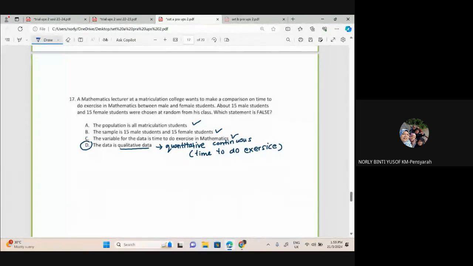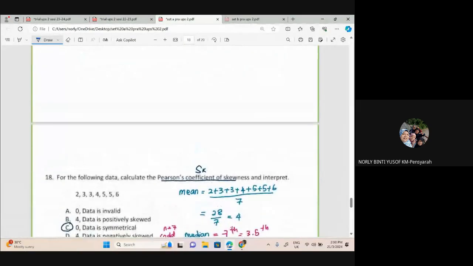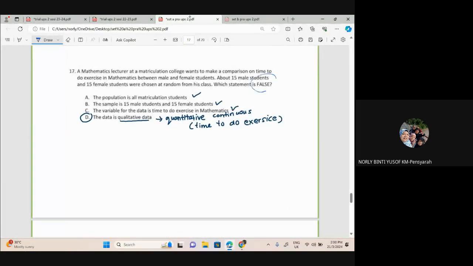And then variable data tu adalah untuk event. Event tu adalah buat exercise math. Tapi data ni adalah quantitative continuous sebab continuous buat exercise kan kita ada juga time kita ada dalam bentuk perpuluhan. So dia masih dalam bentuk continuous data. Okay, so itu yang salah lah, false.